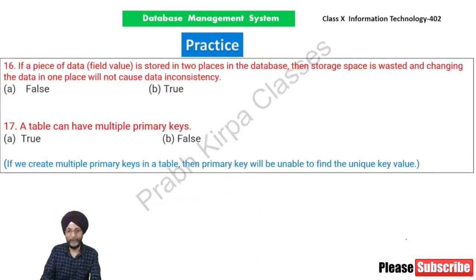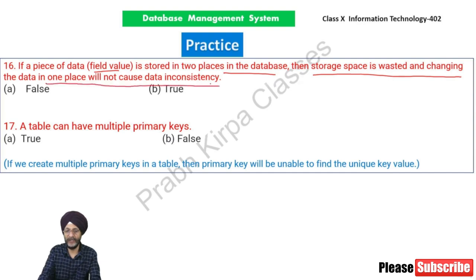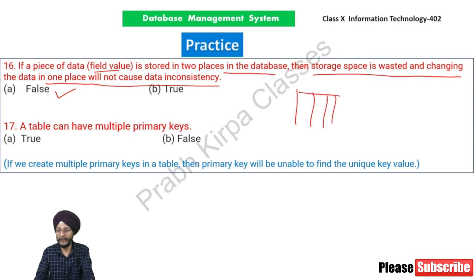Next, if a piece of data field value is stored in two places in a database, then storage space is wasted, and changing the data in one place will not cause data inconsistency. This is false. A table can have multiple primary keys. False. A table can have only one primary key.